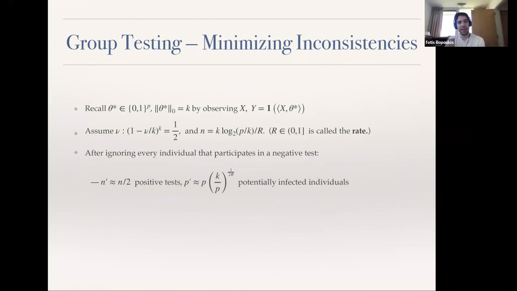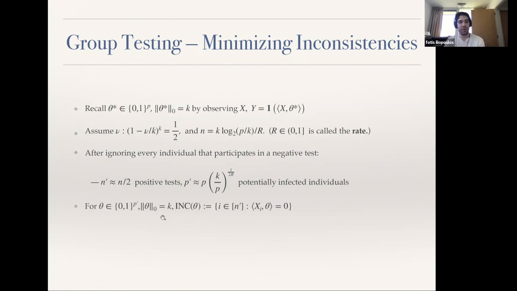Now, as Avi said, after ignoring every individual that participates in a negative test, we are left with, roughly speaking, half of the tests that are positive. And the number of potentially infected individuals that we're left with is given by this expression. So it's sublinear in the original population.